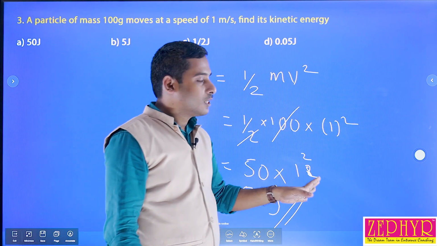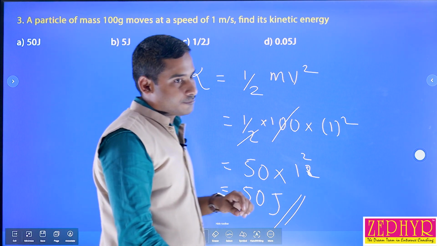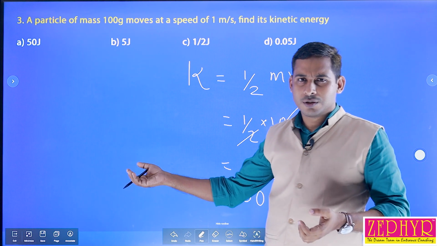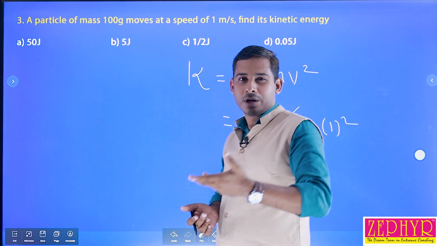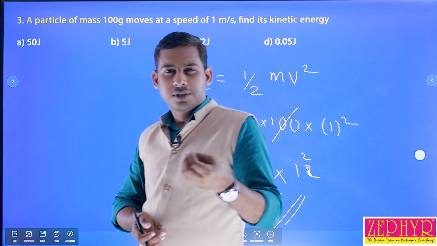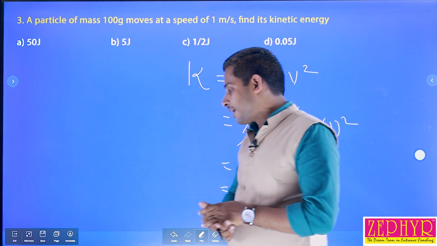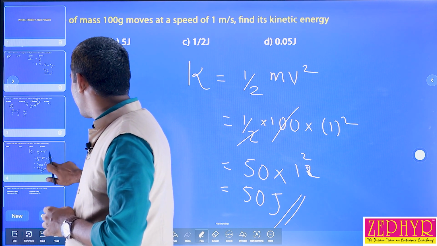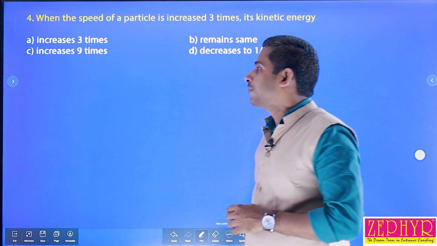So, half mv square, the answer finally will get 50 joule. Very easily within 1 minute we can complete the question also. I know you all are doing the given problems maybe within seconds, right? Yes, I know very well. Then I am moving to the next question, students, the question number 4. Okay. So, listen the question number 4.